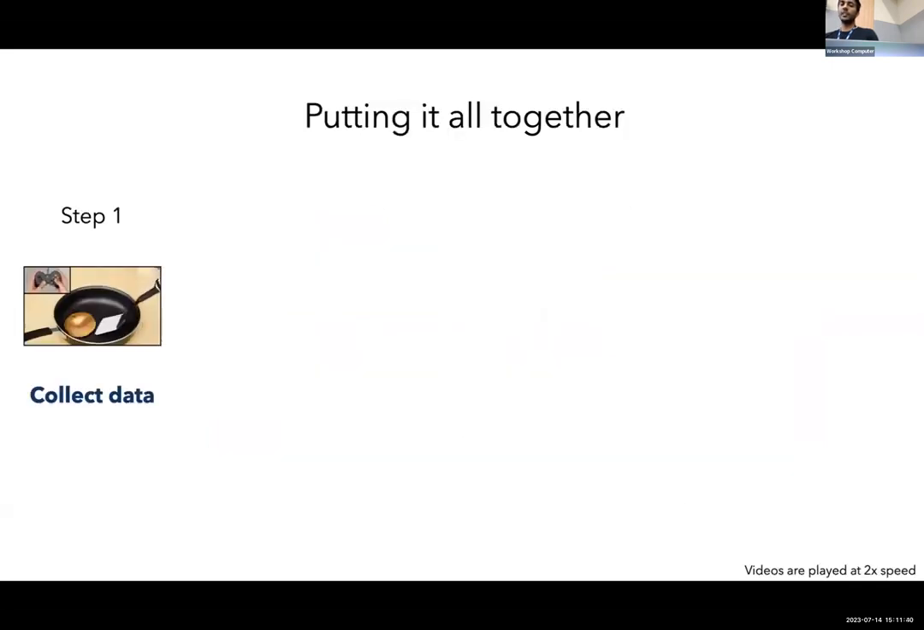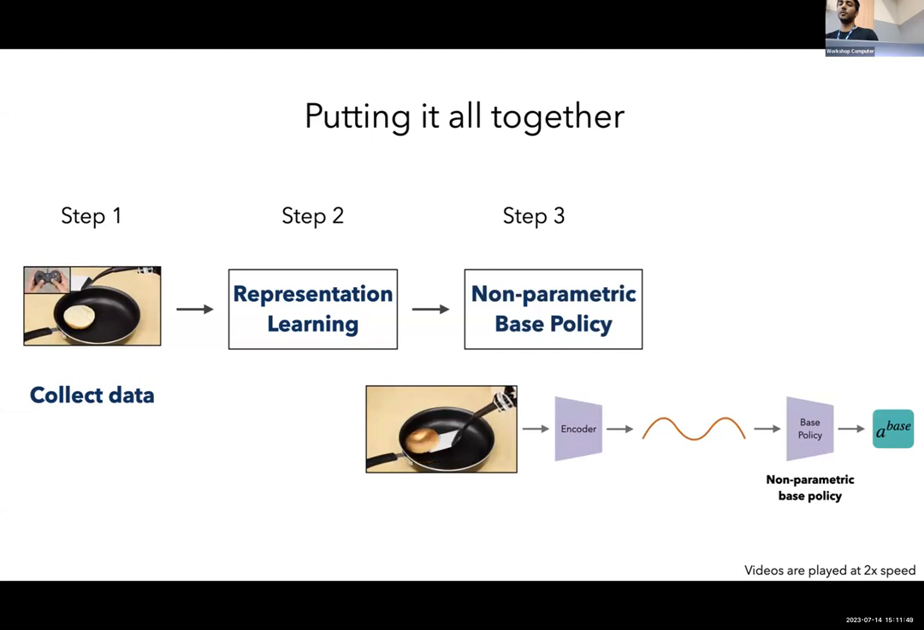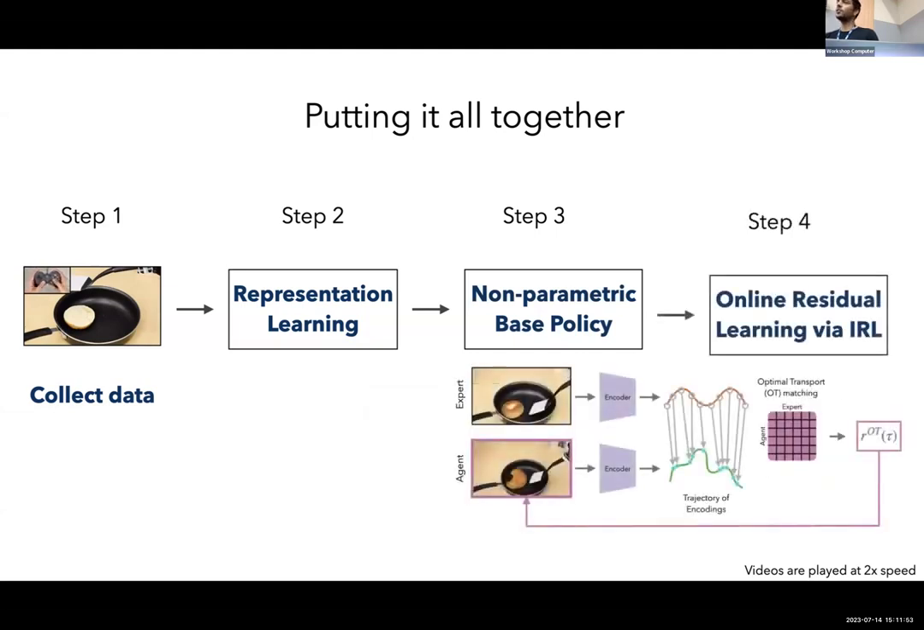So to put it all together, we start by collecting a minute of demonstrations. We do representation learning using behavior cloning on these demonstrations. We use the encoder from the BC policy to obtain a non-parametric base policy and learn residual offsets on top of this base policy using inverse RL.